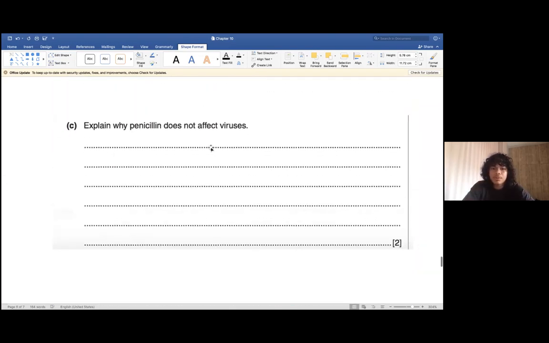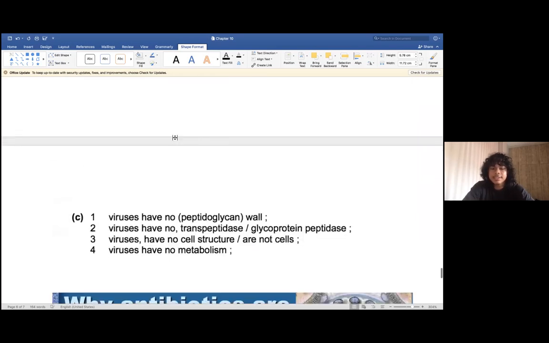This is worth just 2 marks. Explain why penicillin doesn't affect viruses. Pretty easy, pretty straightforward. You can just say viruses have no peptidoglycan wall. Viruses have no cell structure. Viruses have no metabolism. And then you get your 2 marks.